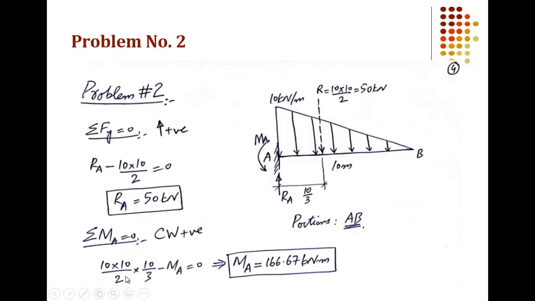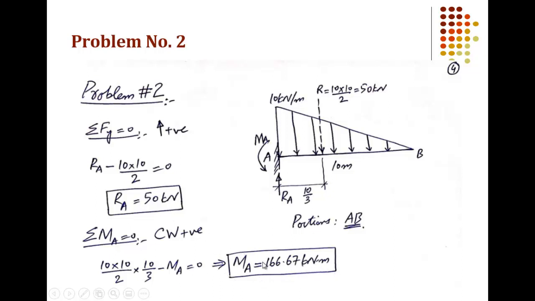10 into 10 divided by 2 is the magnitude of the resultant, and this 10 by 3 is the lever arm, the perpendicular distance between the load and the moment center. The tendency of this load is to produce moment in the clockwise direction, so it will be positive. And then we have MA. MA is in the counterclockwise direction. This is our assumption, so it will be taken as negative, and that is equal to 0. If we rearrange this equation, we get MA equal to 166.67 kilonewton meter.